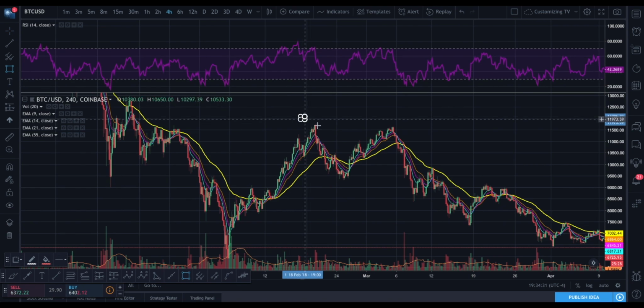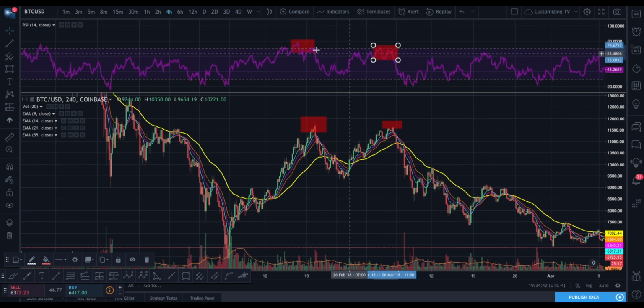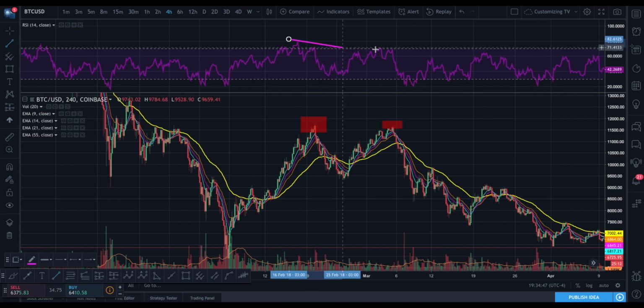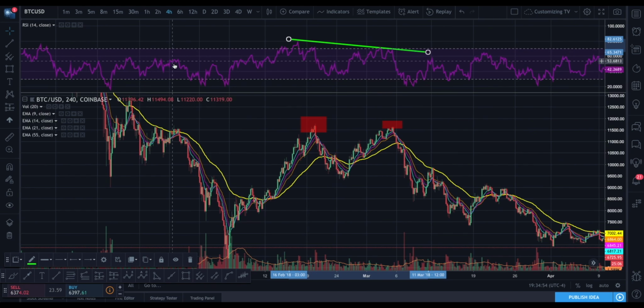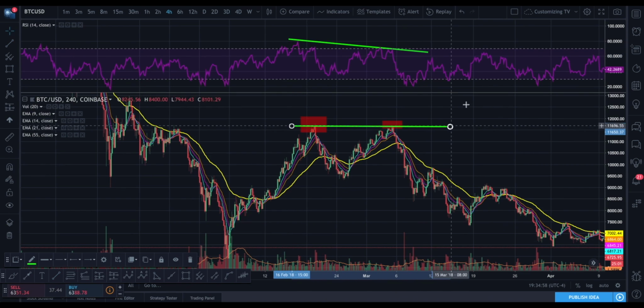In here, you can spot two tops, right? And these two tops are also visible on RSI, right? You see these two tops? So as you can see, RSI had bearish divergence. Let's make this green now. Bearish divergence, because in this case price remained exactly stable and RSI made a lower high.